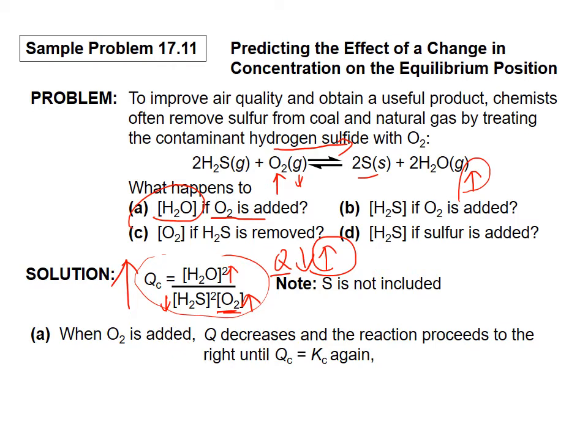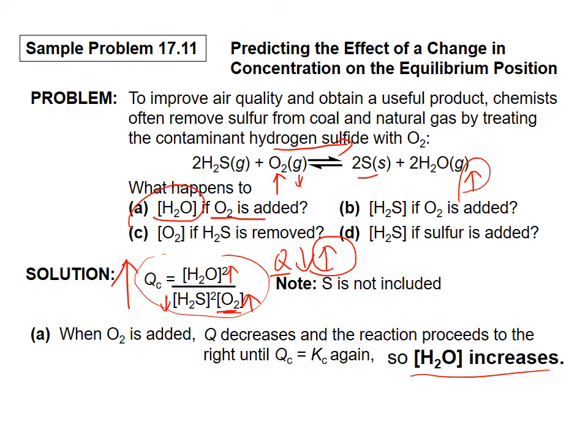Okay, so Q decreases due to the oxygen being added, and the reaction proceeds to the right until the new Q equals K again, and therefore water concentration increases. So with both Le Châtelier's principle and using Q, we get the same answer.